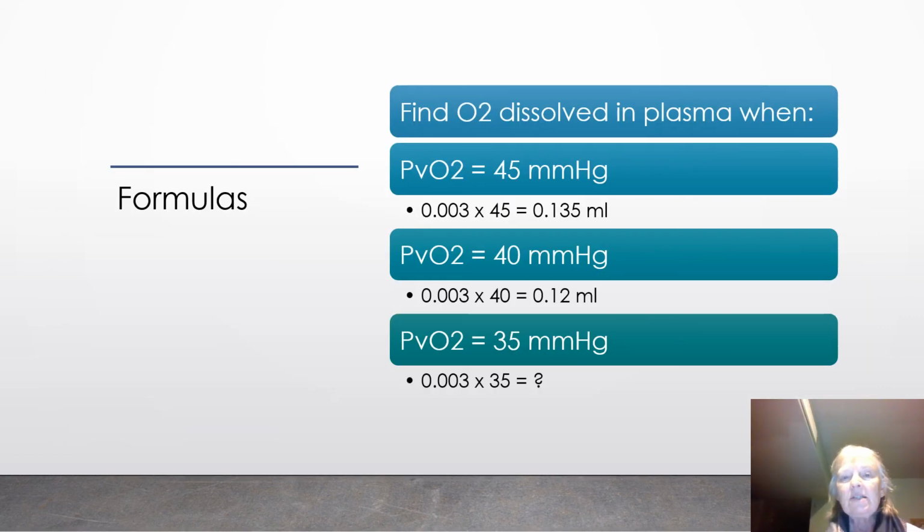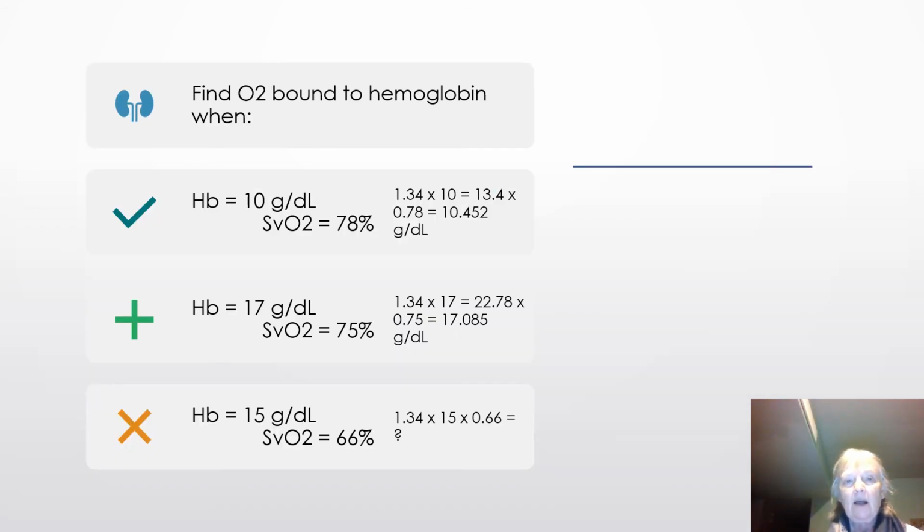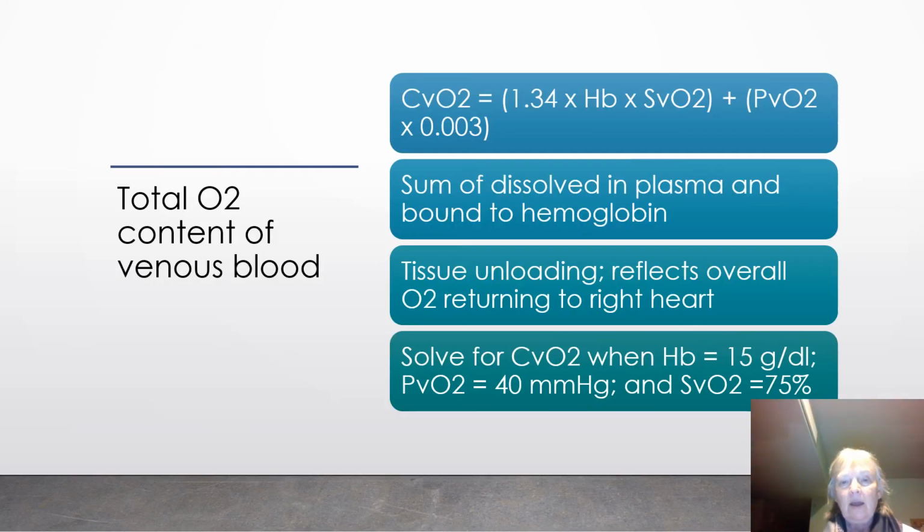So formulas, same thing. Here's the formula for you to work out. Take a look at it and work it out. Also, how much is bound to hemoglobin, and you have some formulas to work on this one. Remember, the hemoglobin is a major factor when you're figuring out these content formulas. And then you can just put them together.